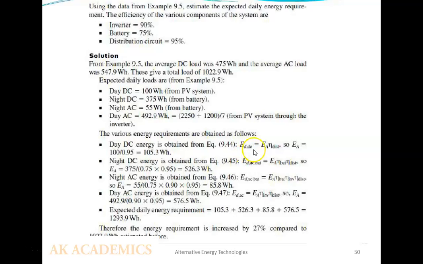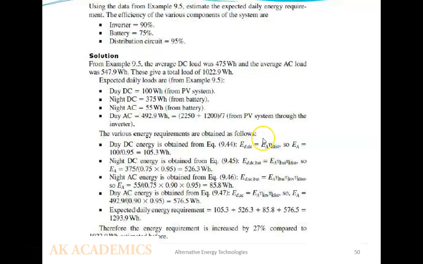So we have EDDC is equal to EA multiplied by the efficiency of the distribution circuit. The EDDC represents the daily DC energy. EA represents the energy requirement that we are looking for. So this is the formula we're going to use: daily DC energy equal to the energy requirement multiplied by the efficiency. So we are looking for EA, which is our expected energy requirement.